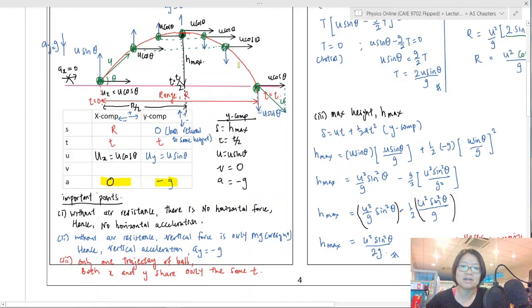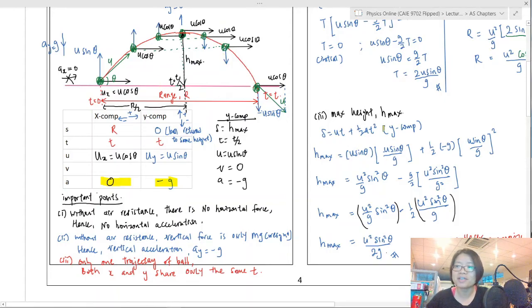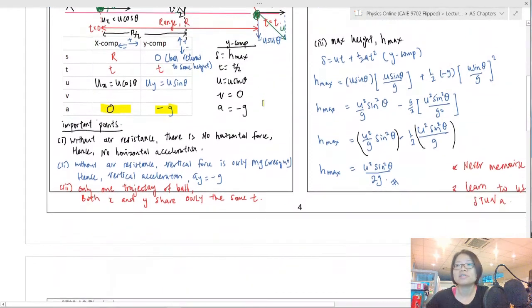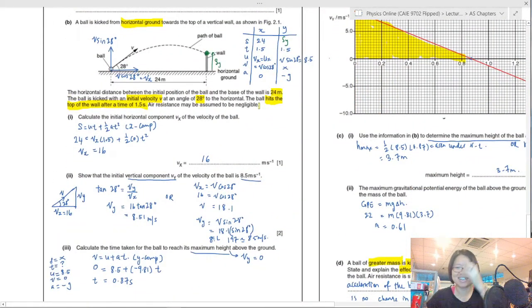Imagine if you're standing here and then the ball is coming towards you. So you should know how to calculate different things regarding the ball. For example, if I modify this wall question, this is how I'll modify. Number one, I will ask you to find the height of the wall. Don't you want to know the height of the wall? I want to know the height of the wall. So I'll identify the height of the wall.